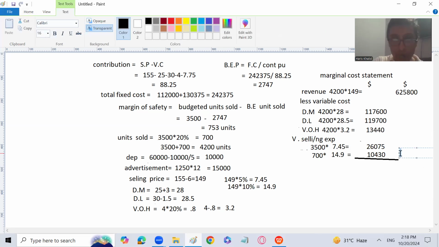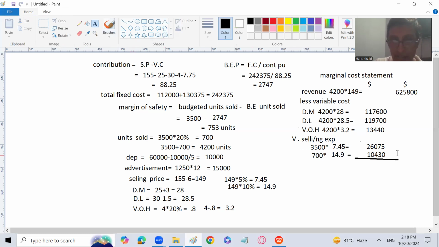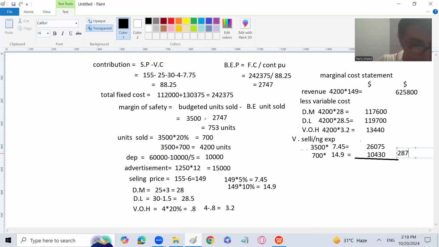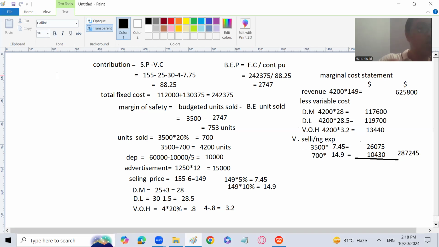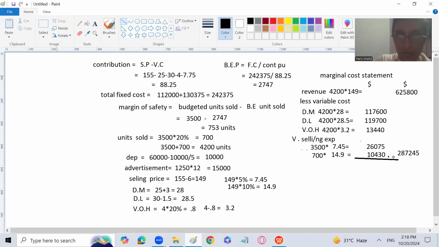So let's go for the total of the variable cost. 117,600 plus 119,700 plus 13440 plus 26075 plus 10430. So 287,245 is the total of the variable cost.